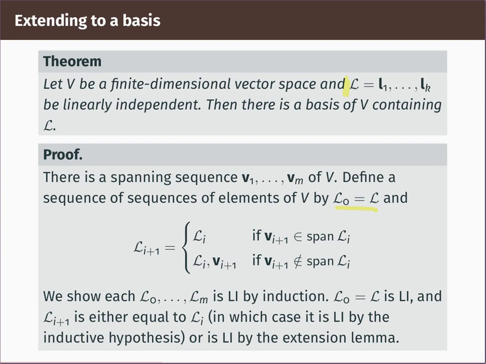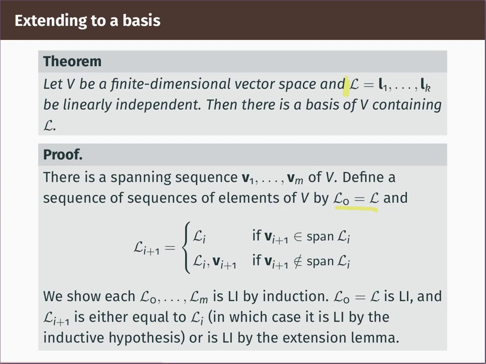But the inductive proof is really simple because there are just two possibilities for L_{i+1}. So inductively, we assume that L_i is linearly independent, and then L_{i+1} is either equal to L_i, in which case it's certainly linearly independent because by the inductive hypothesis L_i was linearly independent, or it's L_i followed by something which is not in the span of L_i, and the extension lemma tells you that such a thing is linearly independent.